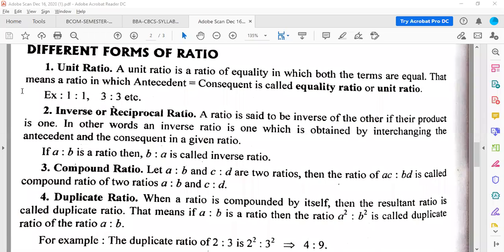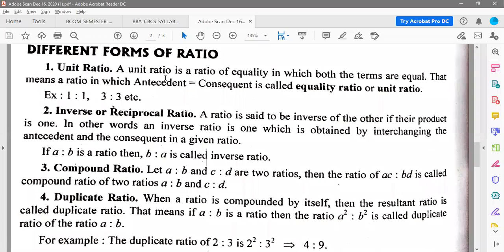Okay. Now let us learn the different forms of ratio. So this can be asked for 2 marks. They can ask you to define compound ratio, or what is duplicate ratio. Like this they can ask for 2 marks. So we'll see one by one what are the types or different forms of ratios.